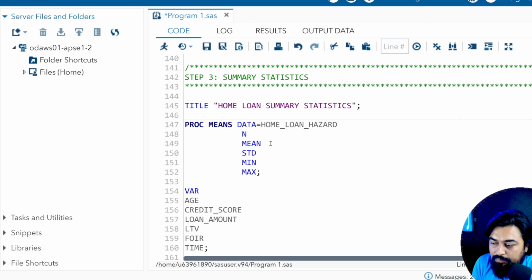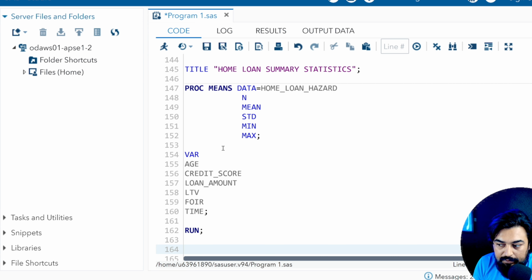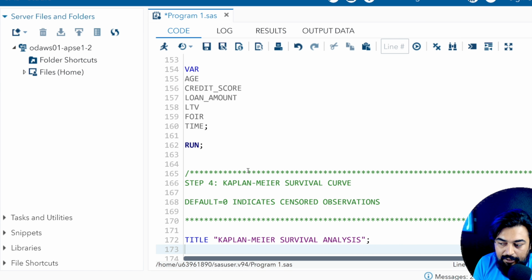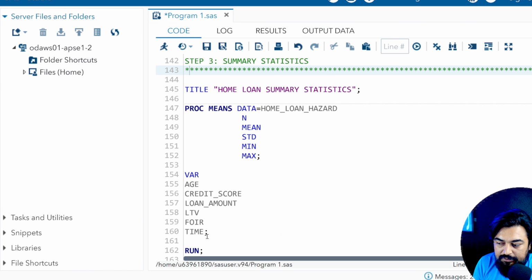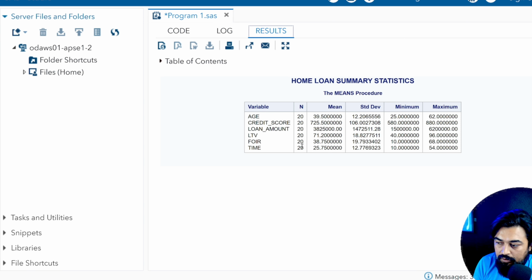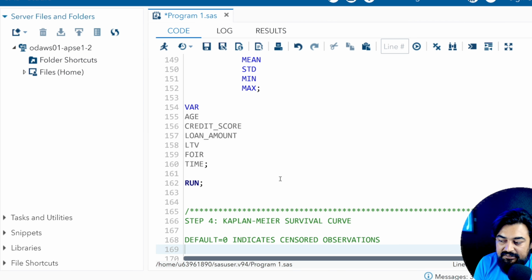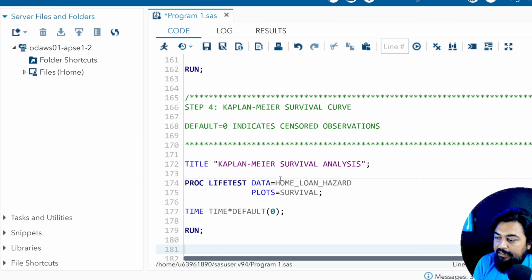And I think you can simply check that, because this is the syntax used by PROC MEANS. Okay. Now in the variable statement, I'm putting all these values. I have just explained these values to you. Now when I run this piece of code, let's run this. So you can see you have got all the values like number of observations, mean value, standard deviation, minimum and maximum out of all of this. Now let's go back to the code.